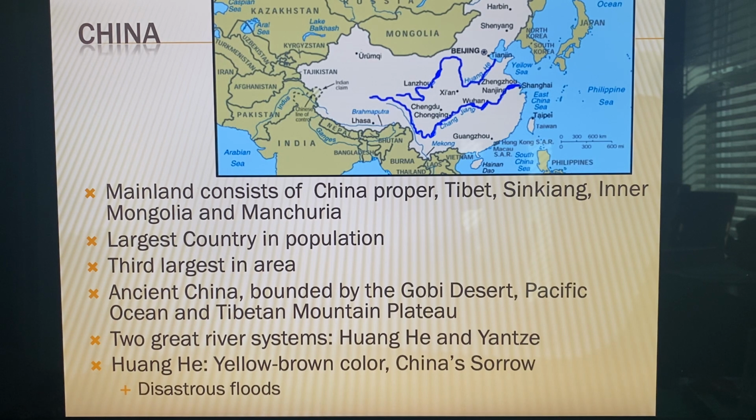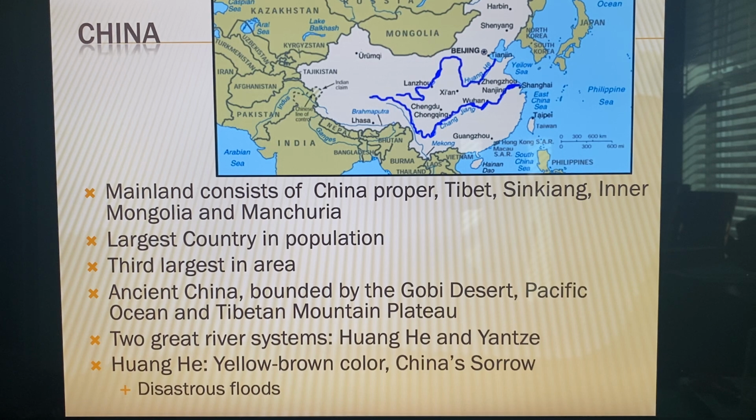It's the largest country in population in the world, and it's the third largest in area. Ancient China is bounded by the Gobi Desert, the Pacific Ocean, and the Tibetan Mountain Plateau. The Tibetan Mountain Plateau is all this area, a huge high plateau that we talked about before. Then we have the Pacific Ocean on this side, the Philippine Sea over here, but this is all the Pacific Ocean. And then, of course, we have the mountain plateau, the Himalaya mountains that we talked about on the east.